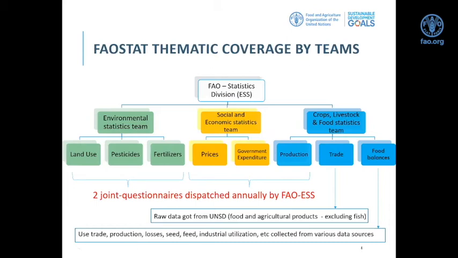So for the domains that come from environmental statistics, as well as the social and economic statistics team and production, we have two joint annual dispatch processes in which the questionnaires are dispatched and we collect data from the focal points within the country. On the other hand, for trade, the raw data is taken from the UNSD for food and agricultural products, excluding fish. And the food balances are a combination of using the trade and production data with an allocation to different utilizations of the products, including losses and industrial utilization, seed and feed.